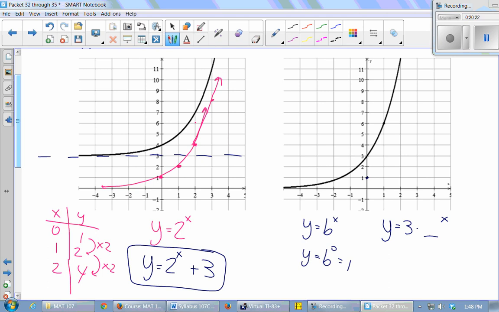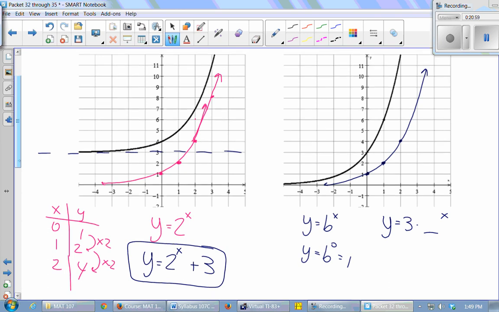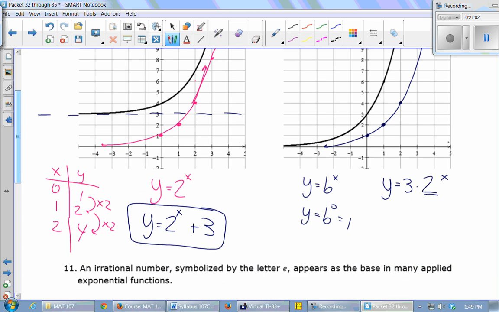So let's see. If I take each y value and divide it by 3, then I'll get the original unstretched function. So this is 6 divided by 3, I'll get 2. Here I have 12 divided by 3, I get 4. So here's my unstretched function. And do I have a constant multiplier here? 2. Right. So I went from a y value of 1 to 2 to 4, multiplying by 2 each time. So this is 3 times 2 to the x.